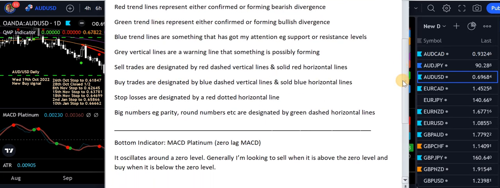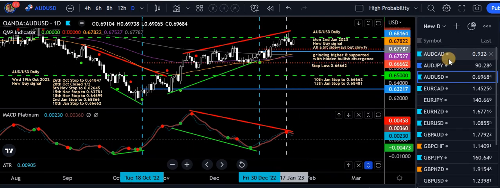And the bottom indicator, which you can see on the left here, is this MACD Platinum. It's just a zero lag MACD, so it oscillates around a zero level. Generally I'm looking to sell when it's above the zero level and buy when it's below the zero level. So that's just that. So let's have a look.